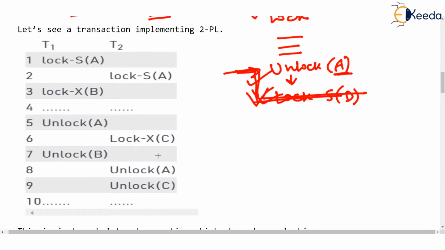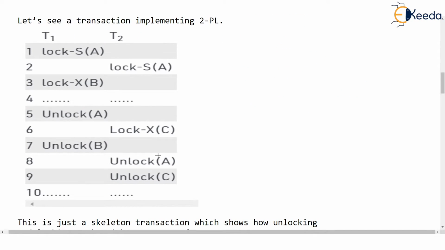Here is an example. Example speaks enough, isn't it? Let's say that there are two transactions T1 and T2 running concurrently. Look at this. T1 tries to acquire a shared lock on A, correct? After that, T2 tries to acquire a shared lock on A. You know that both these operations are possible because, as the name suggests, two transactions can acquire a shared lock on the same data item simultaneously.